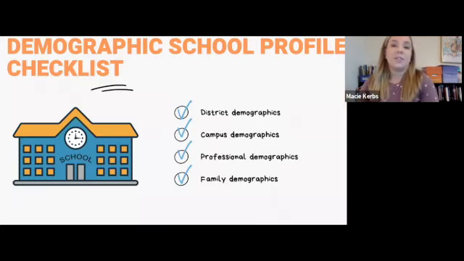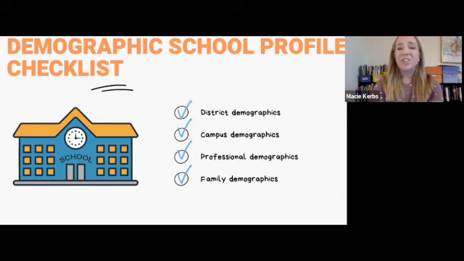So demographics is the first thing, and we kind of already talked about this, but this is just a checklist to think about what type of demographic information am I collecting. So district demographics compared with your campus demographics is something you can usually find on the school accountability report or your school report card.